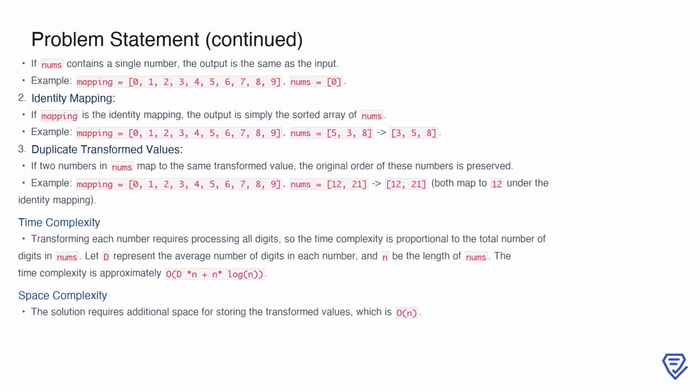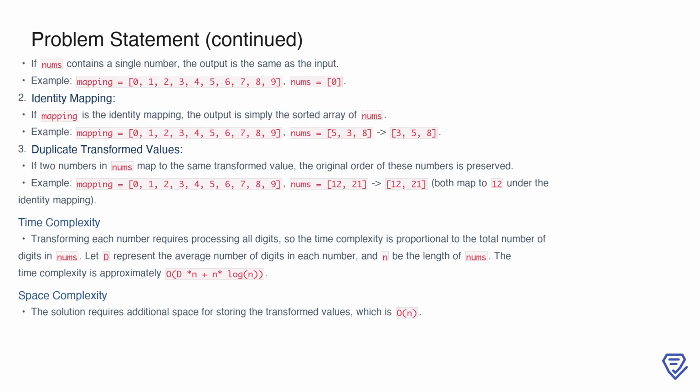Now let's discuss some edge cases and the constraints. If nums contains only one number, the output is simply the input, since sorting is unnecessary. For instance, with mapping equals 0, 1, 2, 3, 4, 5, 6, 7, 8, 9, and nums equals 0, the output is 0. Another case to consider is when the mapping is an identity mapping. In such cases, the transformed values are the same as the original values, so the output is simply the sorted version of nums. For example, if nums equals 5, 3, 8, the output is 3, 5, 8.